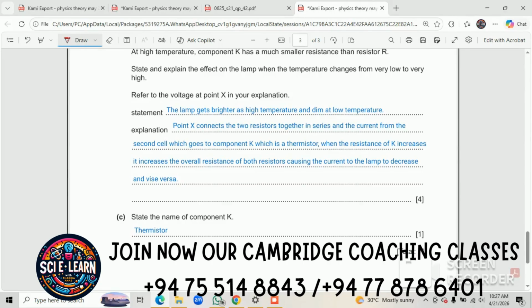Okay, next one. The statement is that the lamp gets brighter at high temperature and dims at low temperature. Okay, you're correct. And then the explanation for that is: the current from the point X connects the two resistors together in series, 1 mark. The current from the second cell goes to component K, which is a thermistor, 2 marks. When the resistance of K increases, it increases the overall resistance of both resistors, 3 marks, causing the current in the lamp to decrease, and vice versa, 4 marks. Okay, 4. No issues.